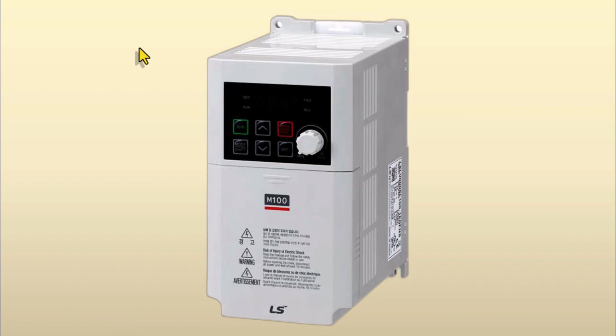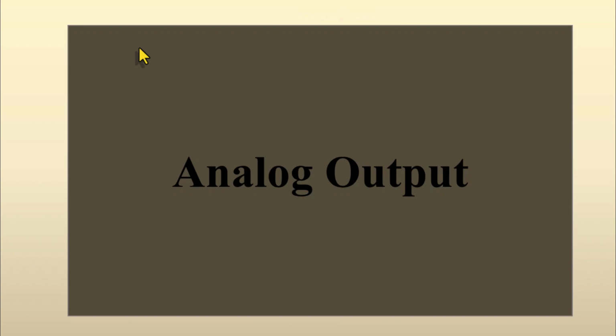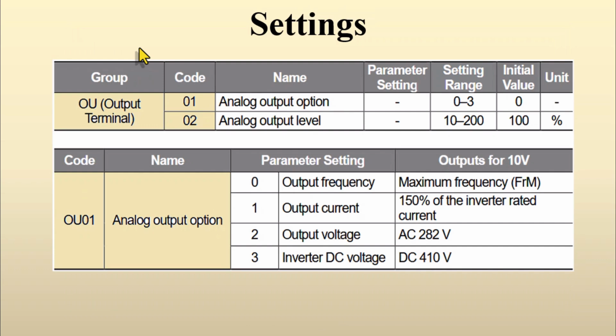In continuation of our comprehensive series of instructional videos about the LS brand M100 inverter, today we want to get much more familiar with another powerful feature of the M100 inverter. The specific feature we are going to learn about today is the analog output capability of the M100 inverter, which has a single analog voltage output.